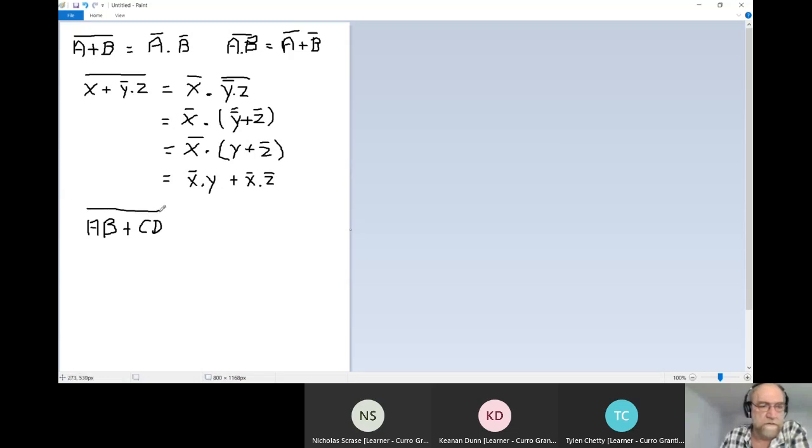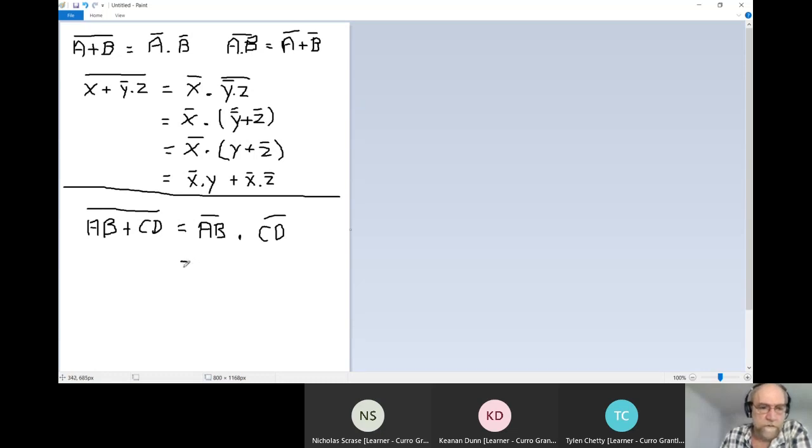We're going to do that. I'm just going to draw a line across here just to show you that's a separate problem that we're doing here. So the rule is break the line, change the sign. So we're going to end up with A and B, or CD, like that. So that's the first part. We'd use De Morgan to do the whole thing.